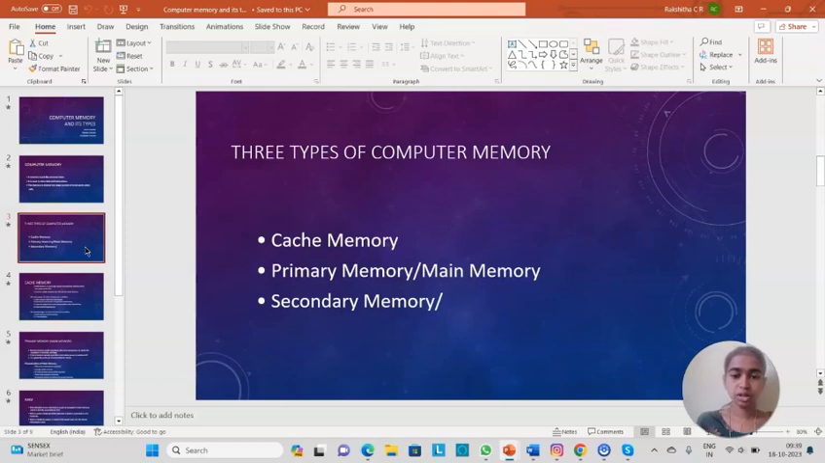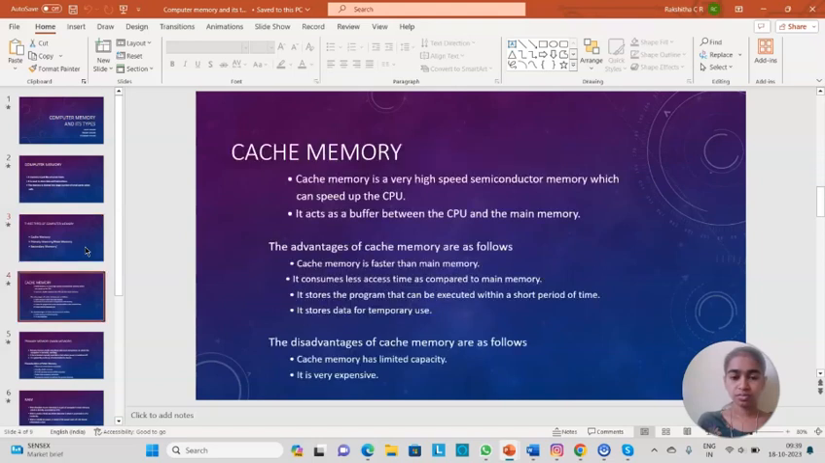There are three types of computer memory, namely cache memory, primary memory, and secondary memory. First, cache memory. Cache memory is very high speed semiconductor memory which can speed up the CPU. It acts as a buffer between the CPU and the main memory.